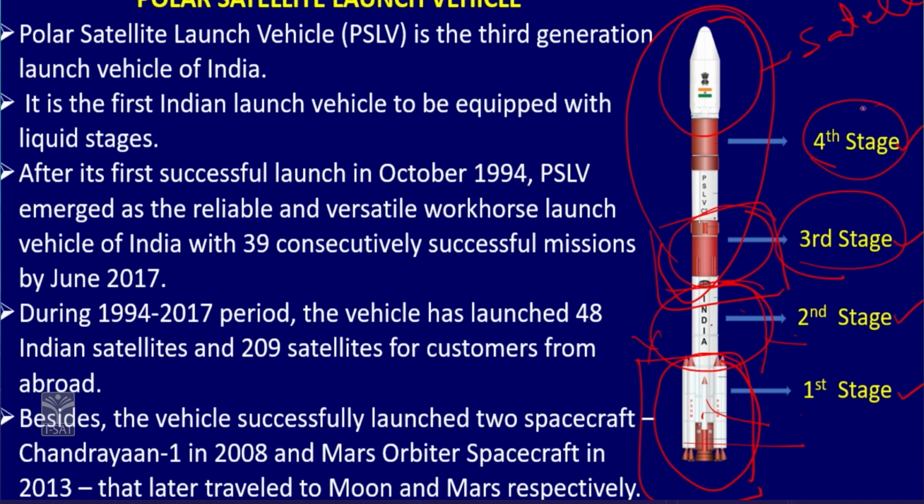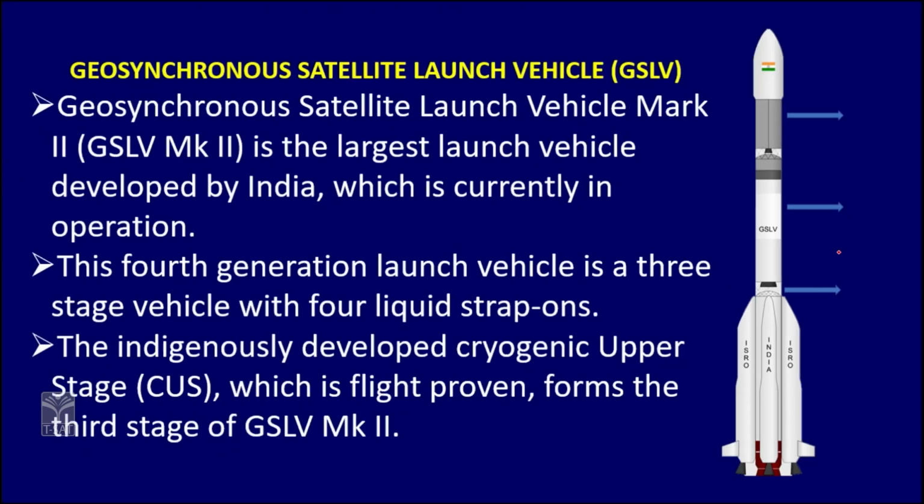So this is the final stage. In this final stage, once this is completed, it will get detached from the satellite itself, and the satellite is in this part. Now let us talk about a geosynchronous satellite launch vehicle.